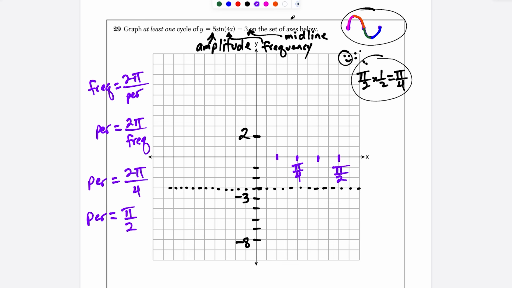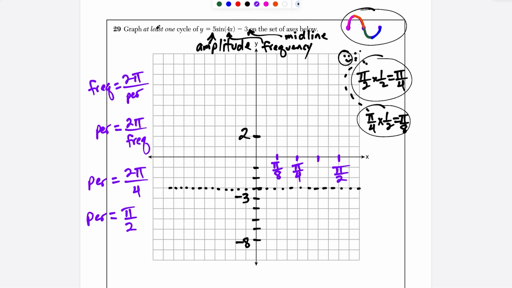And then I could also just cut that in half again. So that's just one more thing to think about. If I cut it in half again, I do pi over 4 times 1/2. This tells me pi over 8, which would represent this value over here. Okay, so pi over 8 would be over here. And this is what we're counting by.